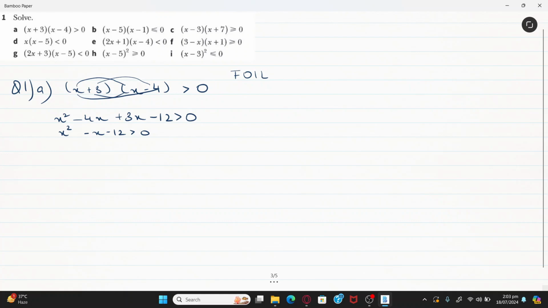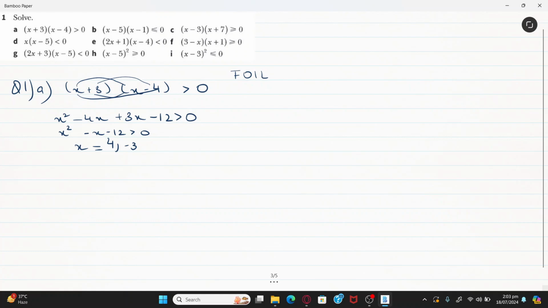Next we are going to open this up for the sake of this question. I'm going to use my calculator for now. That's going to give me 1, -1, and -12. So that's going to give me two values of x: x is equal to 4 or x is equal to -3. And that's where the interesting part comes in.